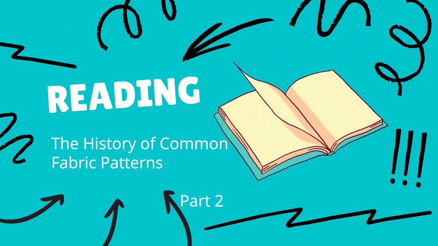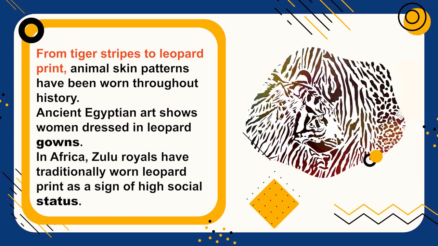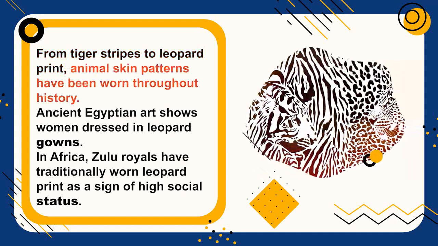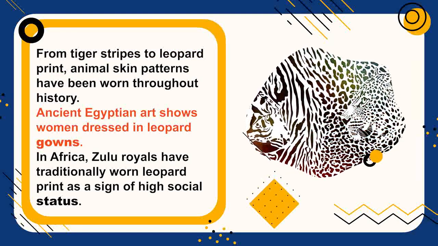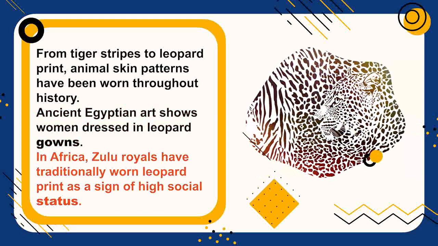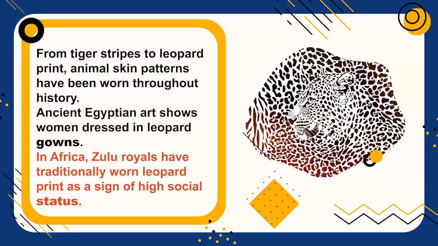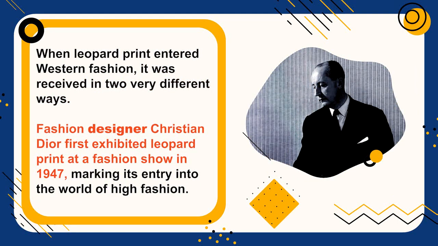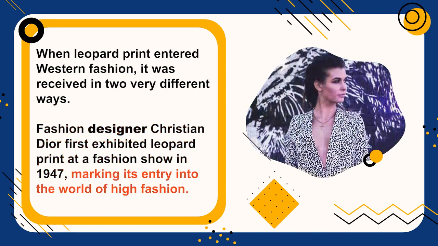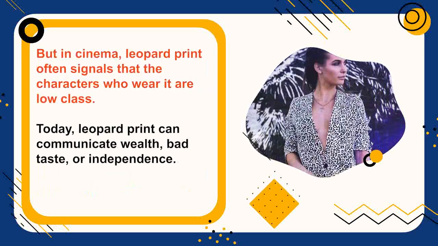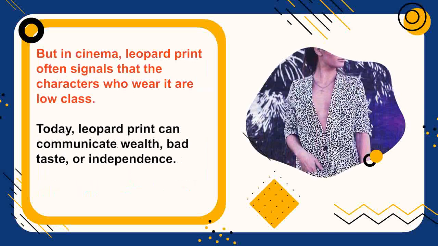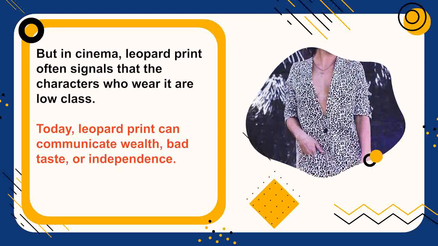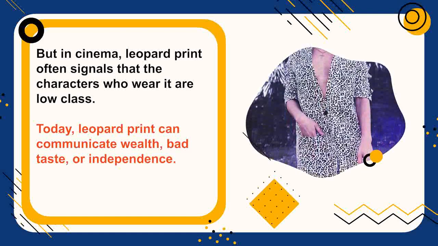From tiger stripes to leopard print， Animal skin patterns have been worn throughout history. Ancient Egyptian art shows women dressed in leopard gowns. In Africa, Zulu royals have traditionally worn leopard print as a sign of high social status. When leopard print entered Western fashion, it was received in two very different ways. Fashion designer Christian Dior first exhibited leopard print at a fashion show in 1947, marking its entry into the world of high fashion. But in cinema, leopard print often signals that the characters who wear it are low class. Today, leopard print can communicate wealth, bad taste, or independence.